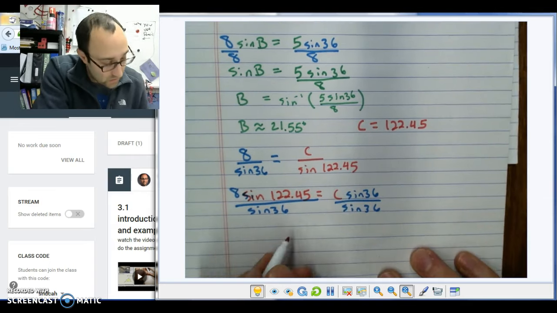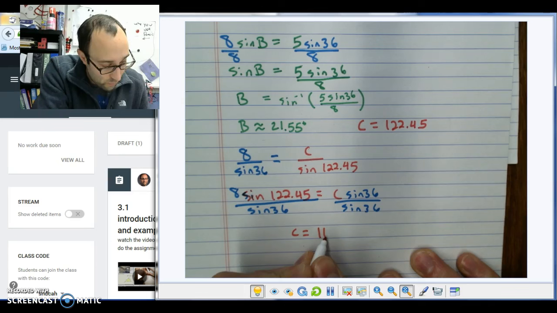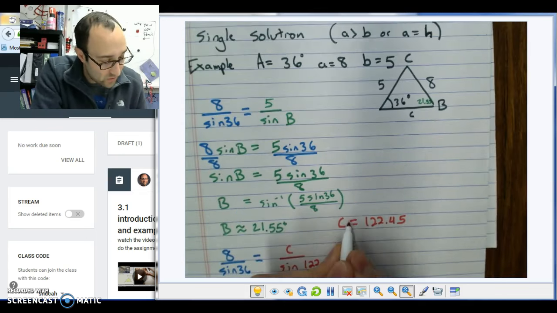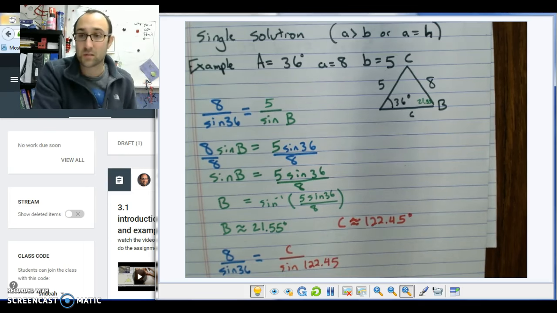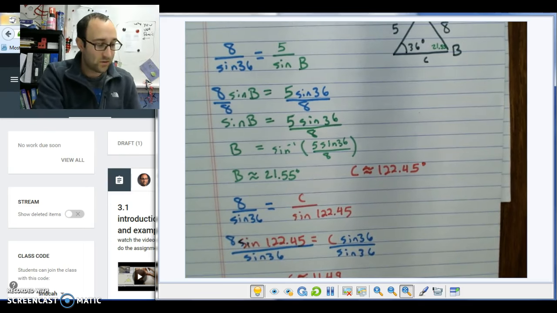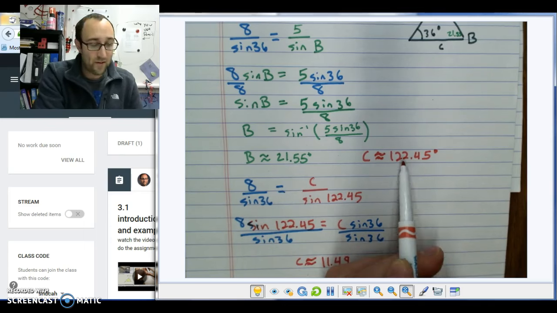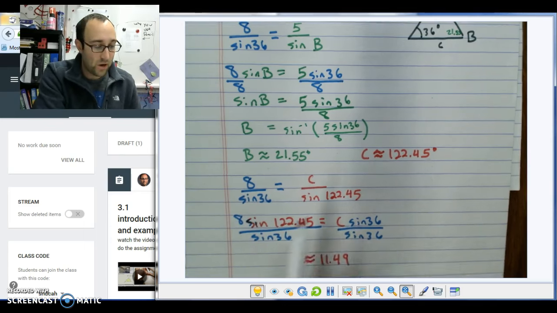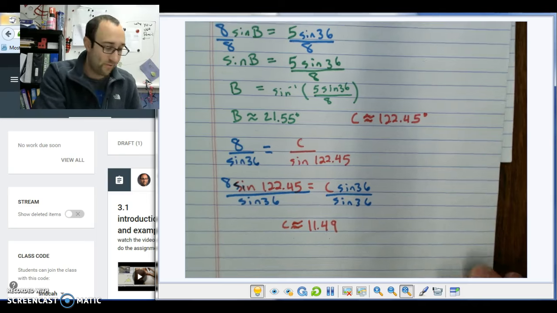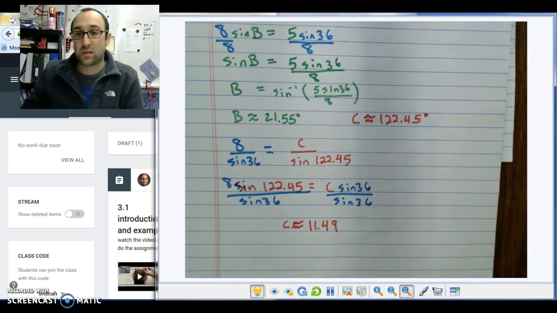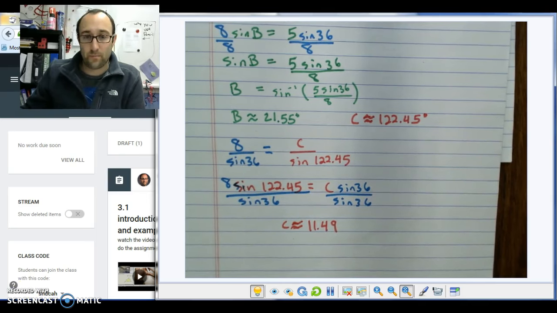So we get lowercase c equals 11.49. And we should say about equal to, not exactly. I should also change this one to about equal to that many degrees. So now I have all my answers. B is about 21.55, C is about 122.45, and the length of c is 11.49. There's the ambiguous case where you get one real solution.